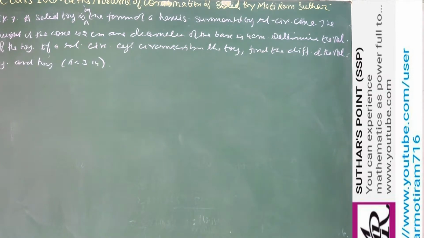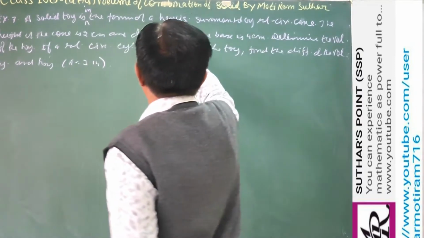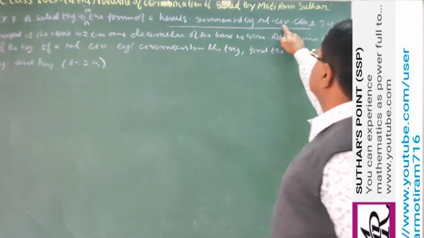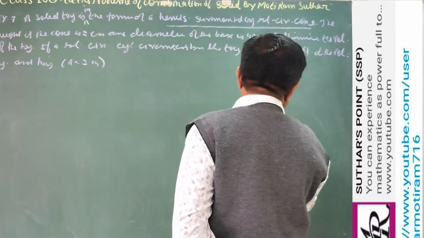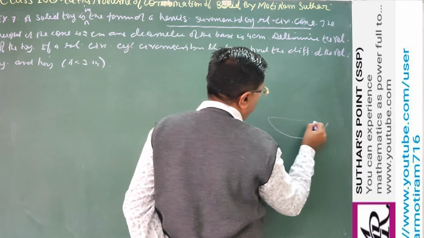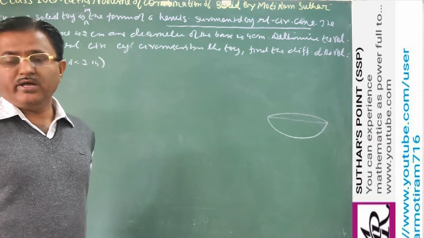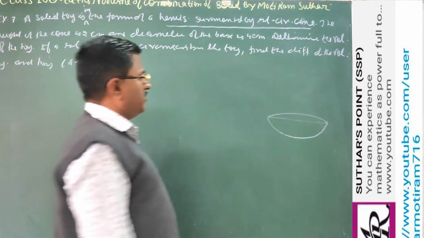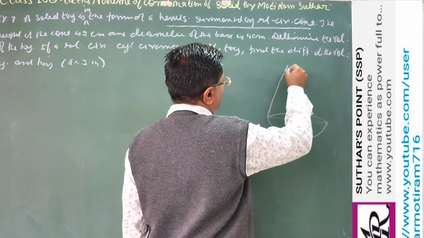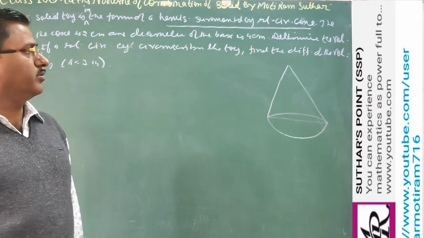So what does the question say? A solid toy is in the form of a hemisphere surmounted by a right circular cone. So we are given a toy in the form of a hemisphere and it is surmounted by a cone. Suppose this is a cone. This toy is surmounted by a cone.